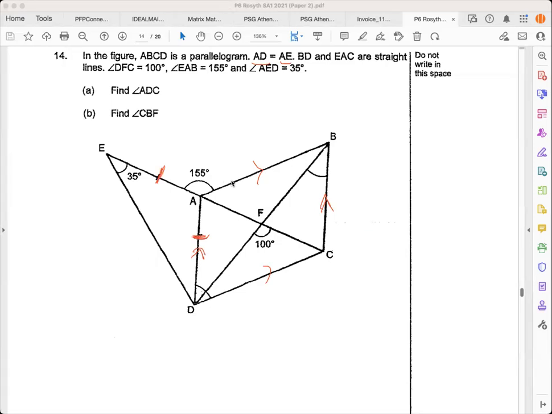So the isosceles, this has to be 35. Some of it is just obvious, 35. Okay, and next, angle DFC is 100, EAD is 155, AED is 35. So if I look at it, the first angle that I want to find would be this angle. Angle on a straight line, the easiest. Let's get the easiest out first. So 180 minus 155 gives you 25. So this is 25 degrees.